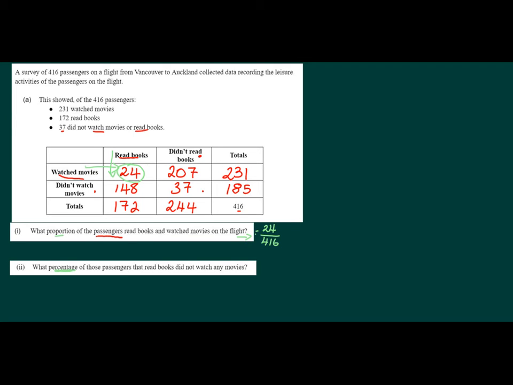So just using my yellow ink now, what of those passengers that read books? So there's a condition there, passengers that read books. So we know that there's 172 passengers that read books. So we know that our fraction to begin with is going to be over 172. And how many of them did not watch any movies? Well, there's 148.